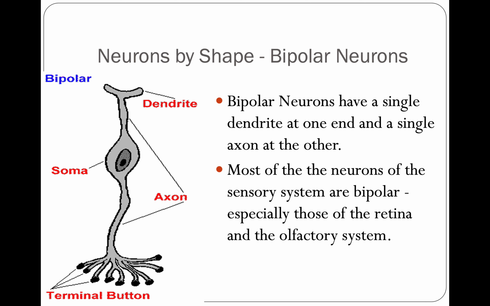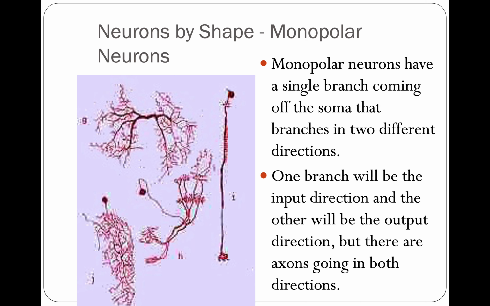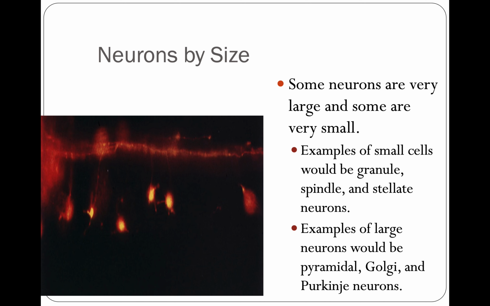Bipolar neurons have a single dendrite at one end and a single axon at the other. Most of the neurons of the sensory system are bipolar, especially those of the retina and the olfactory system. Monopolar neurons have a single branch coming off the soma that branches in two different directions. One branch will be the input direction and the other will be the output direction, but there are axons going in both directions.